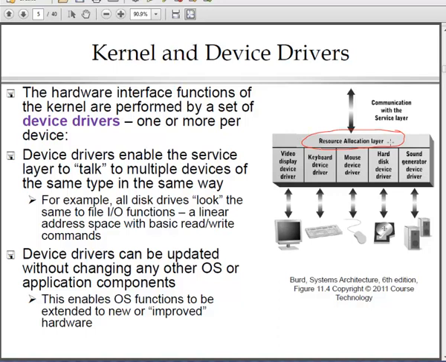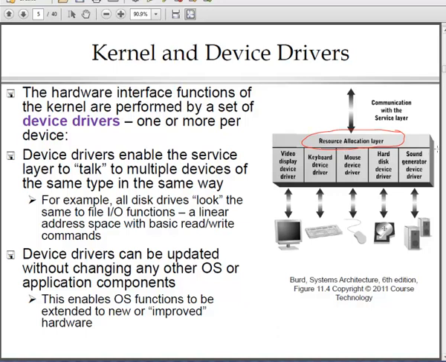So the first job of the kernel is to decide what resources are going to be needed. A, do they exist? B, is anybody else using them right now? Do I need to make this request wait until some other user has finished using the resource? Or is the resource free right now and I can go ahead and do it?